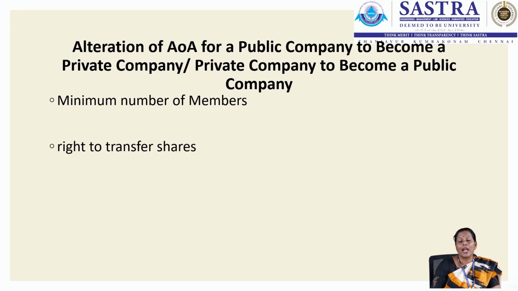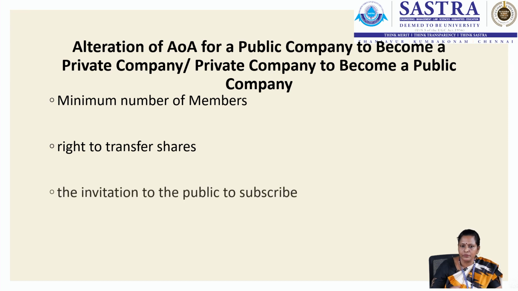And with respect to the right to transfer shares, the public company which becomes a private company should remove the free transferability of the shares, because now they cannot freely transfer the shares from one person to another. So they have to remove this provision in the Articles of Association. In the case of the private company becoming a public company, they have to add this right to transfer the shares freely now, because they have the right to transfer the shares freely as the private company is becoming a public company.